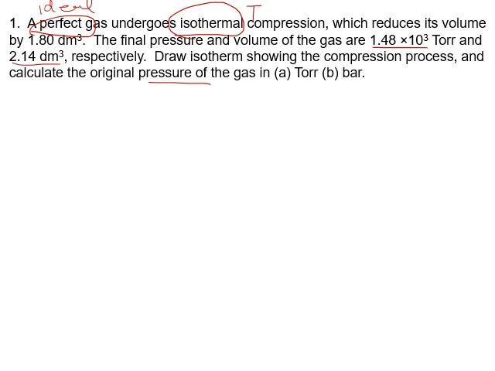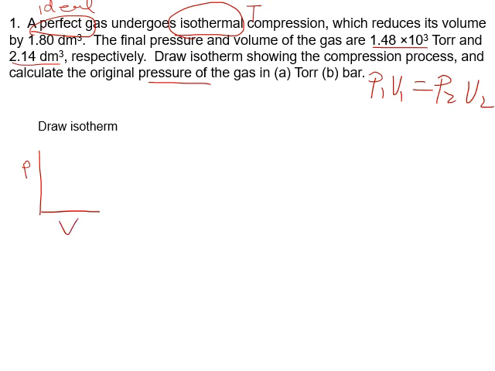So for an isothermal process, constant temperature, the gas obeys Boyle's law. Boyle's law means P1 V1 equals P2 V2. If you plot it, it's called an isotherm. So at constant temperature, pressure and volume are inversely proportional, like this. At low volume, high pressure; at large volume, low pressure, because the product is constant.